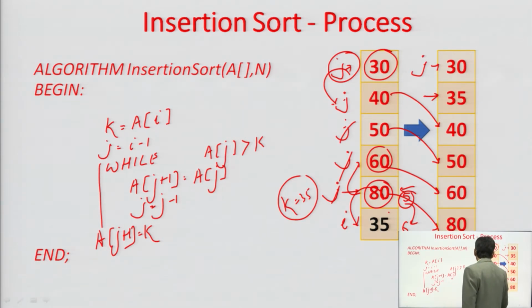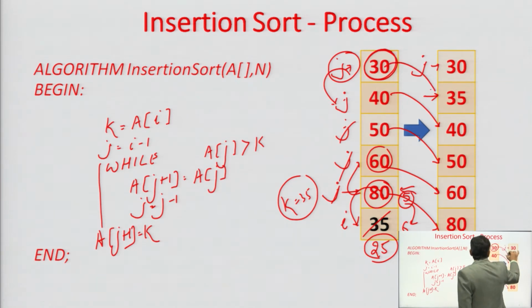For example, you have to insert not 35 but 25. In case you have to insert this 25, then every other thing is fine, but when the comparison is made between this 30, the first element, and 25, this will also be larger than 25. In that case, this element also needs to be shifted one step down, 30 comes here, and then j is decremented by 1, j comes to the 0 index.